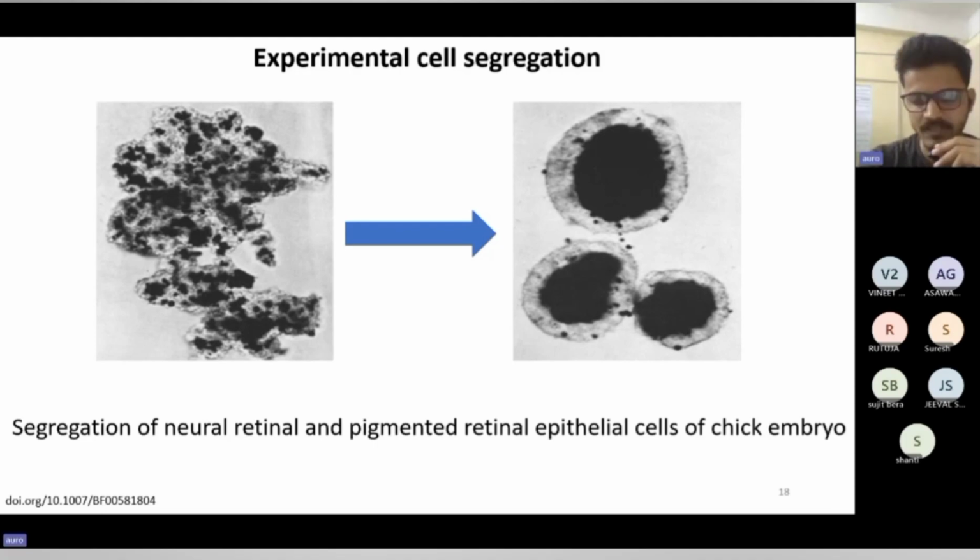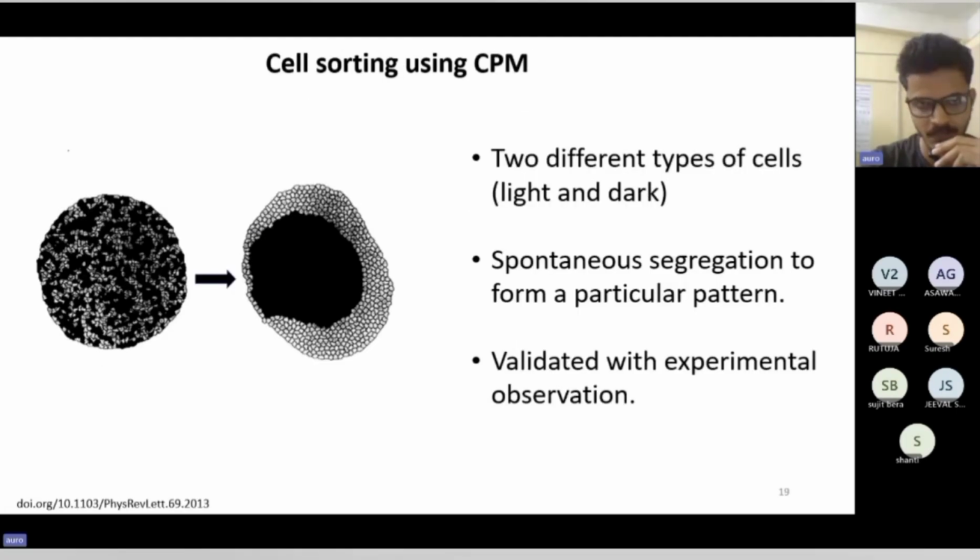As you can see, with the cellular Potts model I just showed you, we can vary the parameters in the Hamiltonian which we wrote, like how cells are interacting, how light and dark cells interact with each other, and how light cells interact with the extracellular medium. Those things we need to vary. For a particular set of parameters, we can actually mimic what I showed before in the experiment. Here also you can see that one kind of cell is surrounding the other kind of cell.